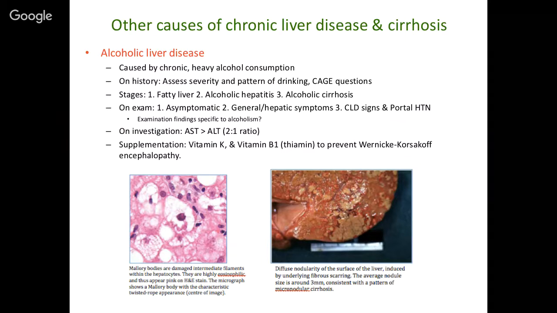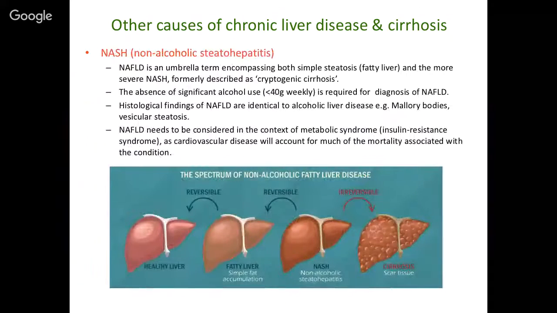There's 3 different stages, which you can read up on later. On examination, you might get some chronic liver disease signs, but also think about signs which are specific to alcoholism. Not necessarily chronic liver disease, but specific to alcoholism. Does anyone know what I'm referring to? Dupuytren's contracture, and also parotid gland enlargement as well. Okay, so there are some signs which are tied to alcoholism. In terms of supplementation, it's important to think about replenishing their vitamins as well, and that's what you can see on histology.